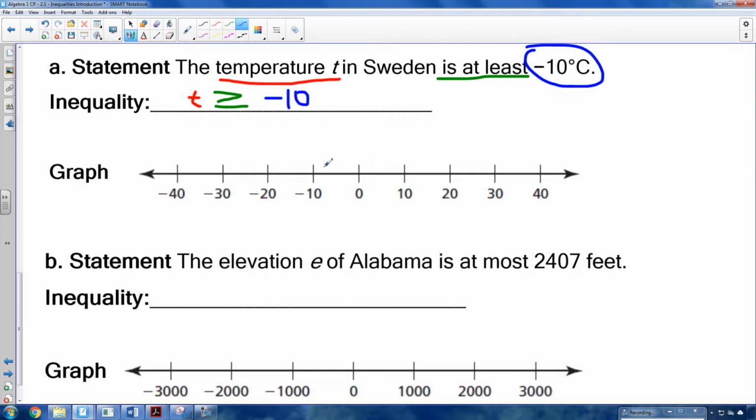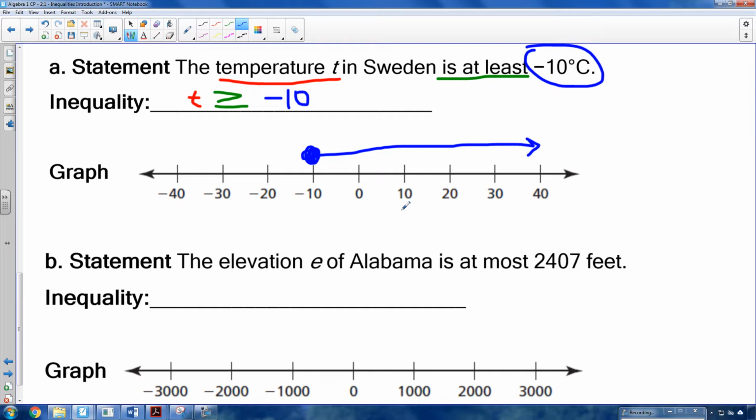I'm going to include negative 10 in my solution set, and I'm going to go greater than that. These are all the temperatures that are negative 10 or better. So think about at least. When somebody says you have to be at least 46 inches to ride the ride, if you're 46 inches, you're okay. If you're 47 inches, you're okay. You can ride the ride at like Six Flags, for example.